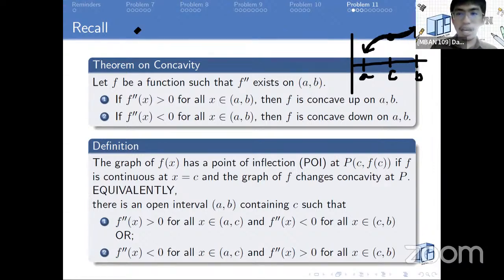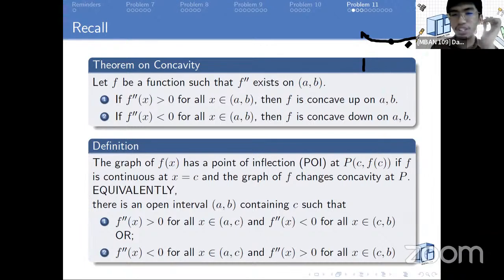Pero kapag halimbawa ganyan yung itsura ng graph mo, tas ito yung C mo, and yung point P, hindi na siya point of inflection kasi kung mapapansin nyo dito, concave up, dito sa part na to, concave up pa din. So yun lang yung sinasabi ng theorem ng definition ng point of inflection. So next slide tayo.